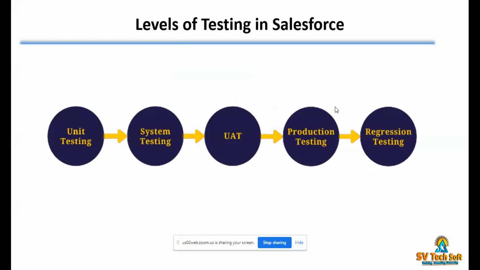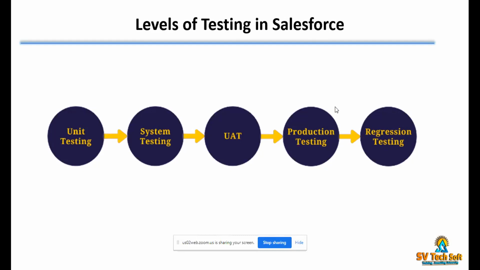So these are levels of testing in Salesforce. In your training module, you'll be going through unit testing, system testing, UAT, production testing, and regression testing. These are the main concepts for every level of testing in Salesforce or whatever application it is, not only for Salesforce. So it is the path of how it goes on. Who does unit testing, who does system testing? What is UAT basically? It's user acceptance testing. So who does that?